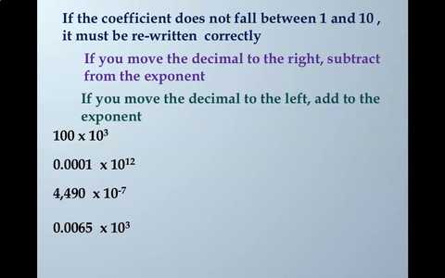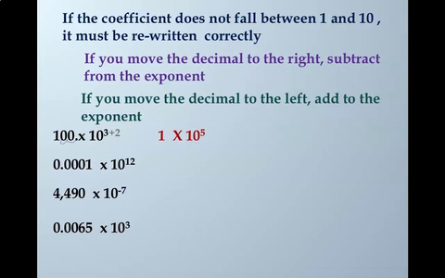Okay, so 100 really should just be 1. Okay, so remember we put that decimal in at the end, 1, 2. That's where I want to put my new decimal. Okay, so I'm going 2 to the left, so I'm going to add plus 2. So I get 1 now, so that's in between 1 and 10 times 10 to the 5th.